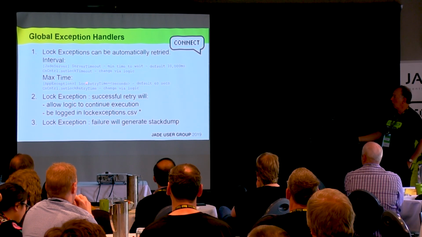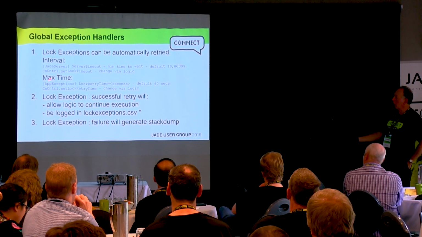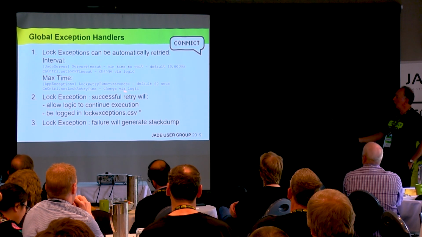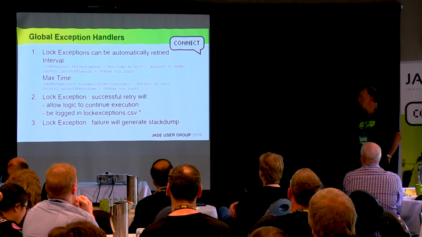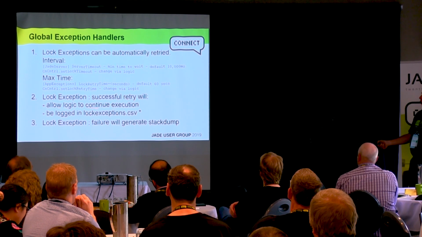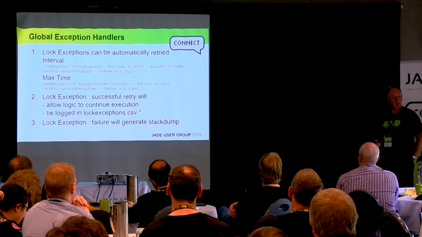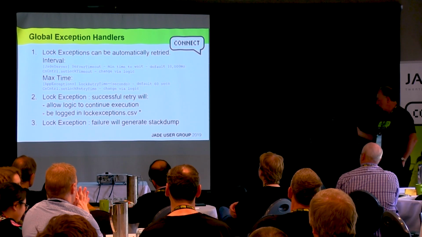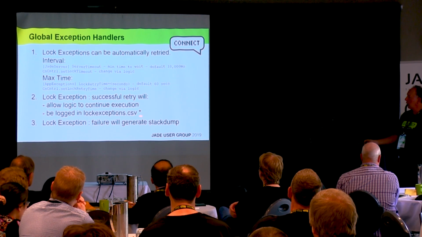And you can change that either through the ini file or through the singleton CNC and TRL. So you can set up how long you're going to wait, and you can also set up how many times you're going to retry, or how long you're going to retry for. So on a successful retry, it will allow the logic to continue the execution, because we've now got the lock, so we can carry on to the next statement in the method we were in. But the really nice thing is, you will get the information in the lock exception CSV.